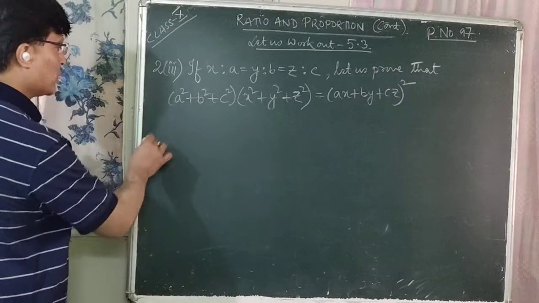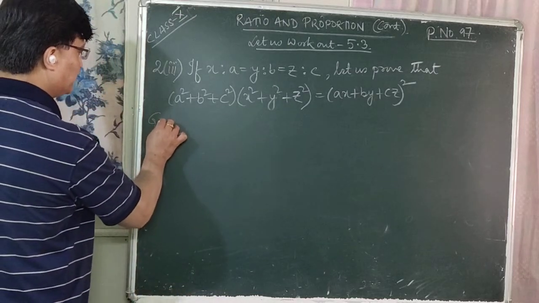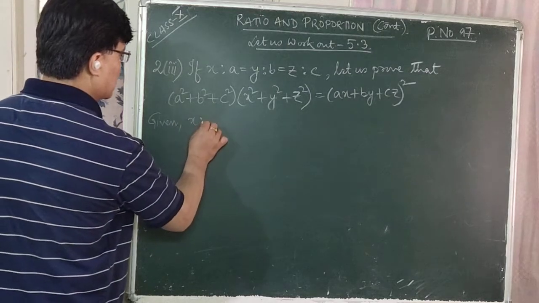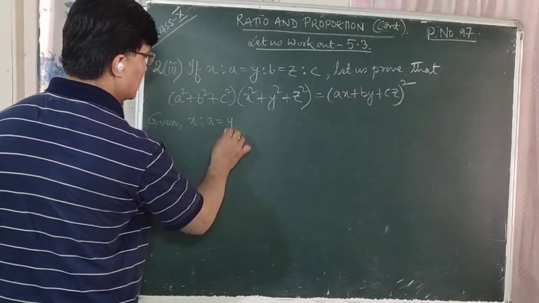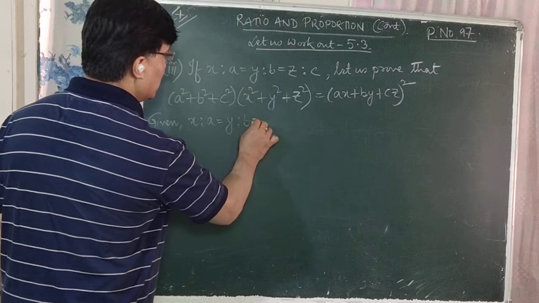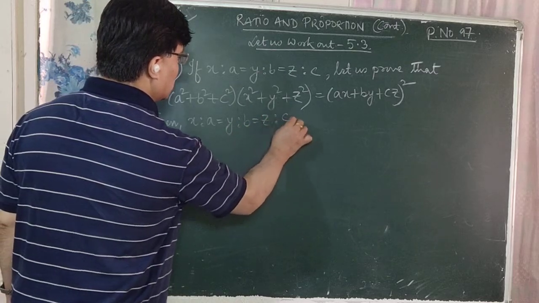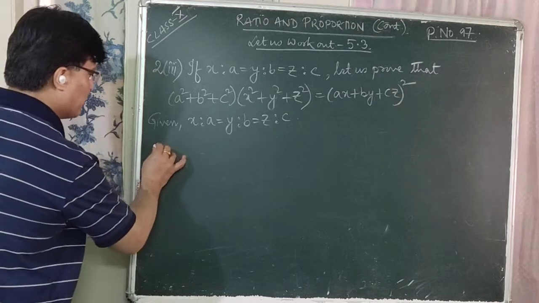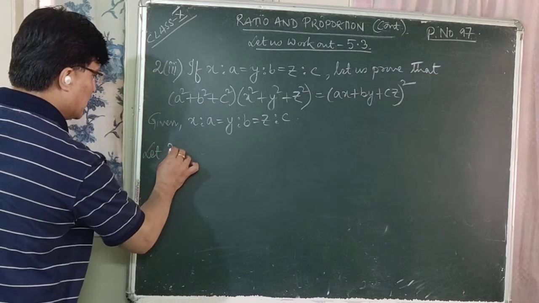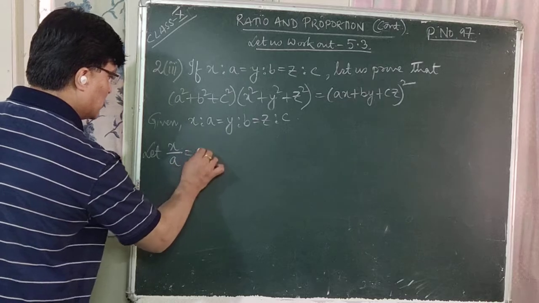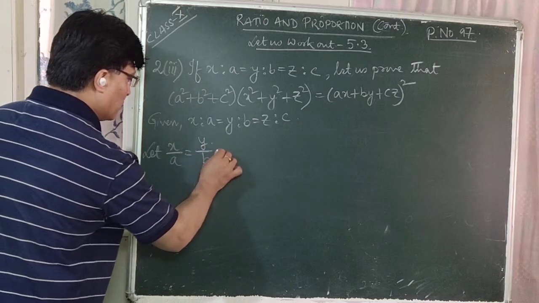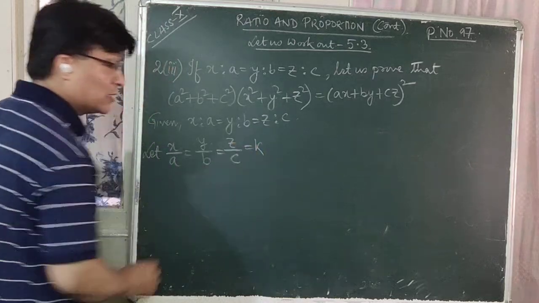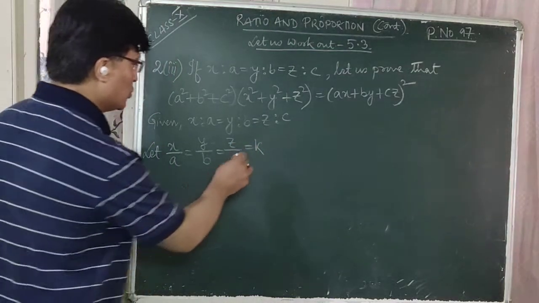So let us write down the given part here. So this is the solution. Given is x is to a is equal to y is to b is equal to z is to c. So this ratio can be written in terms of fraction. Let x upon a is equal to y upon b is equal to z upon c is equal to, say, k.